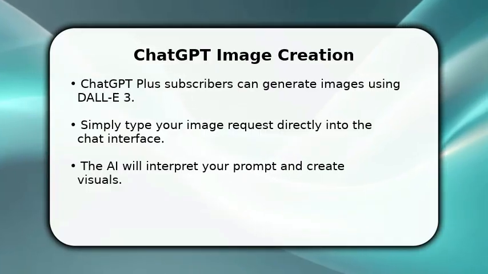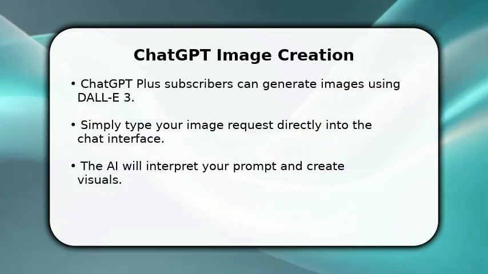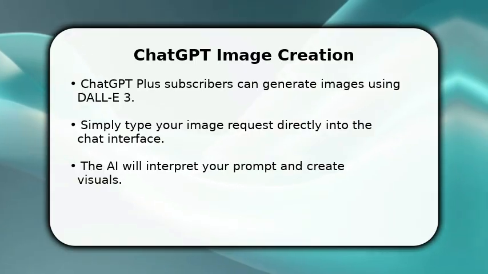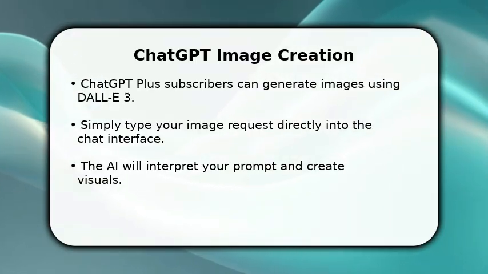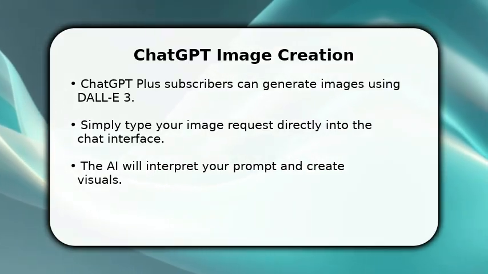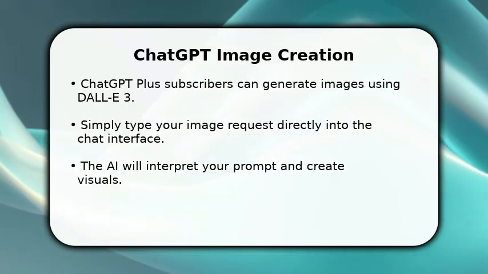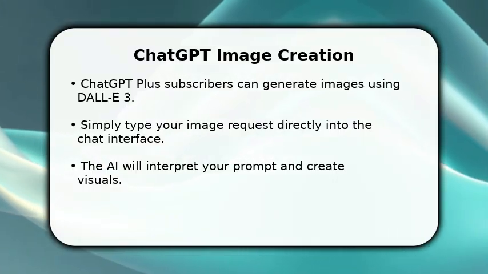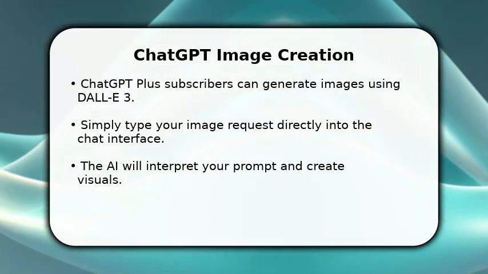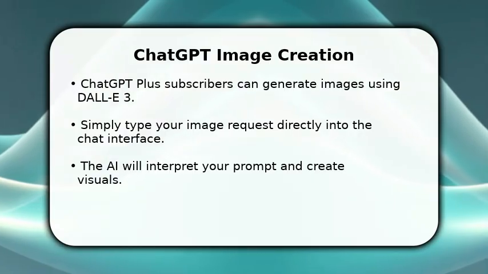In this video, I will explain how to make ChatGPT create images. First, ensure you have a ChatGPT Plus subscription, as this feature utilizes DALL-E 3. Once subscribed, you can simply type your desired image description directly into the chat box. ChatGPT will then process your request and generate the visual content for you, making the process incredibly straightforward.